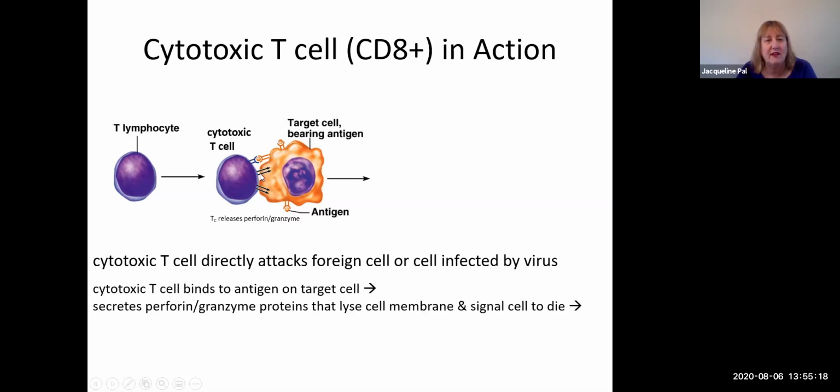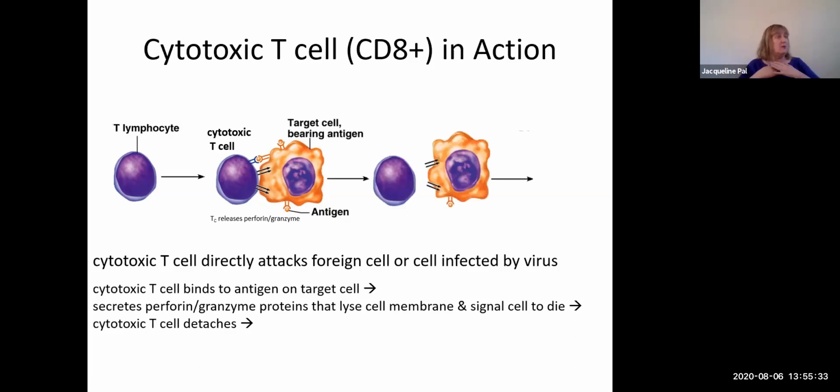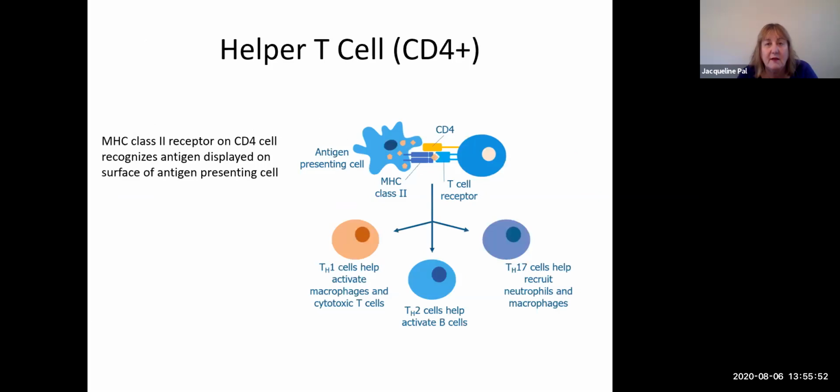Then what's going to happen, it's going to have perforins which poke holes into the target cell, and it's going to release enzymes called granzymes into the target cell. And after that, it's gonna back up. Okay. And so what happens to the target cell? It dies. Cytotoxic, toxic to the cell. It kills the cell.